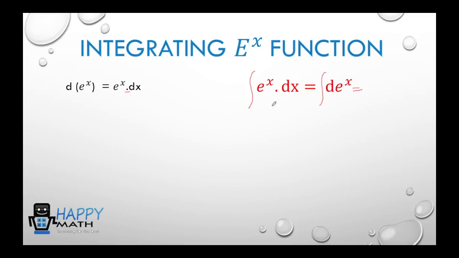And let's remember, this sign is opposite to this sign. So when the two sides are nearby together, they will become nothing, or invisible. So this one will become e power to x plus c.